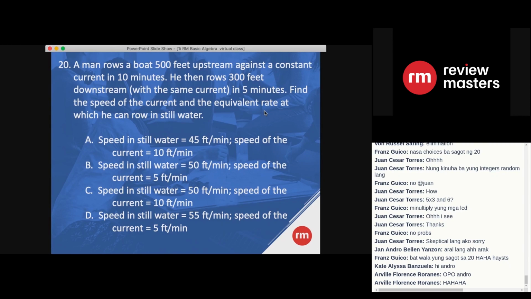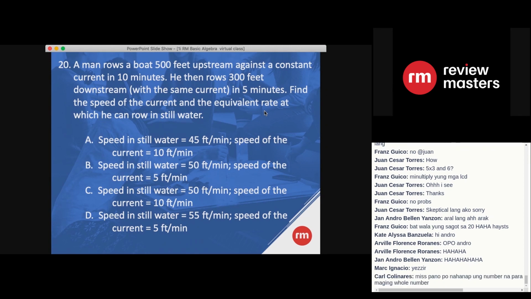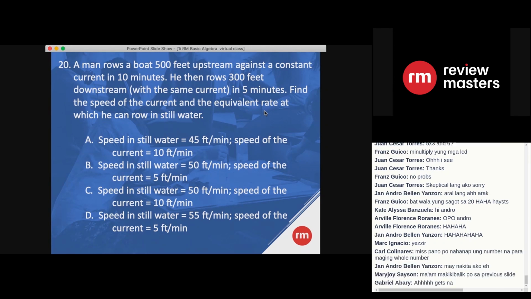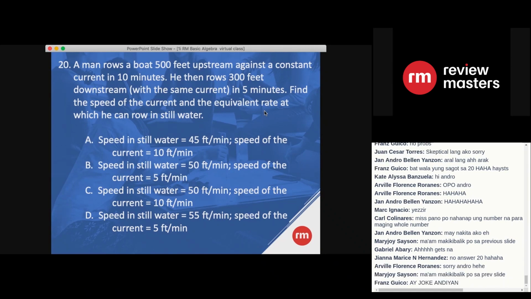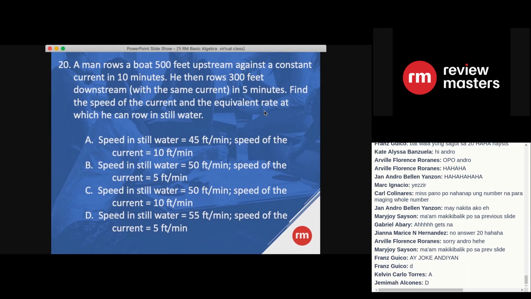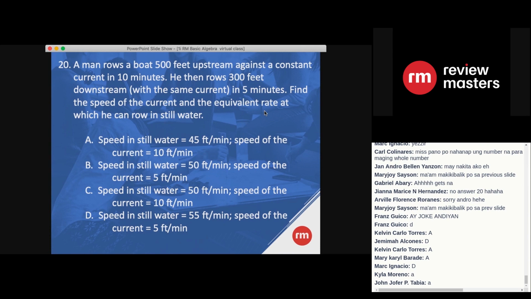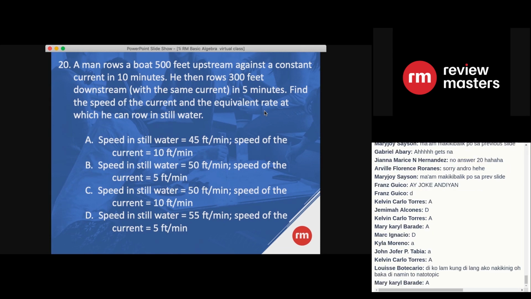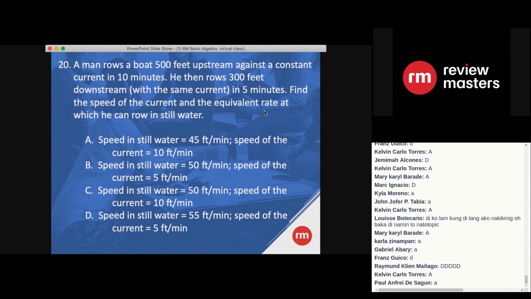Number 20, what is your answer in number 20? A man rows a boat 500 feet upstream against a constant current in 10 minutes. He then rows 300 feet downstream with the same current in 5 minutes. Find the speed of the current and the equivalent rate at which he can row in still water. Okay? Merong A, merong D. Okay. So how do we solve for that?